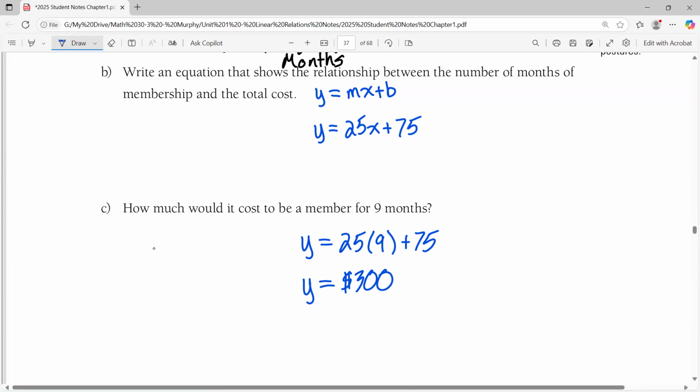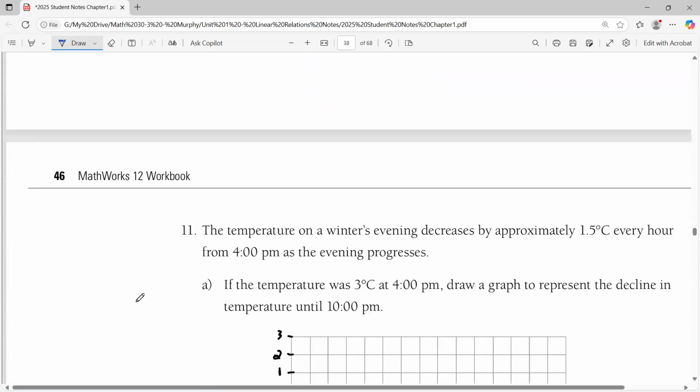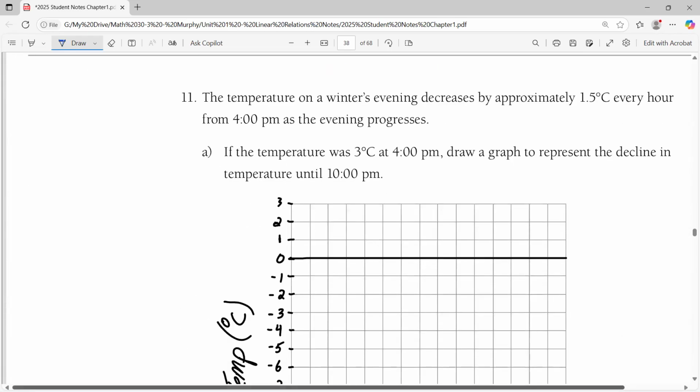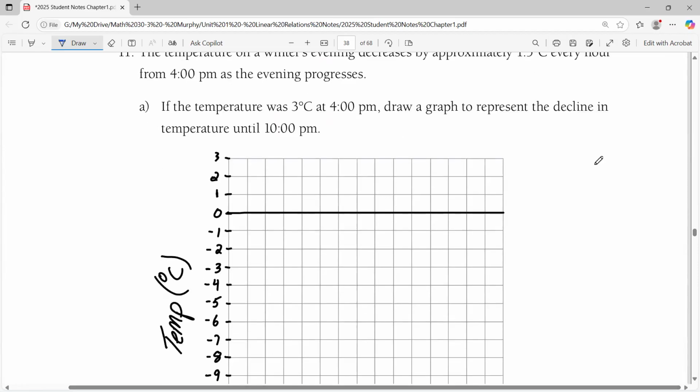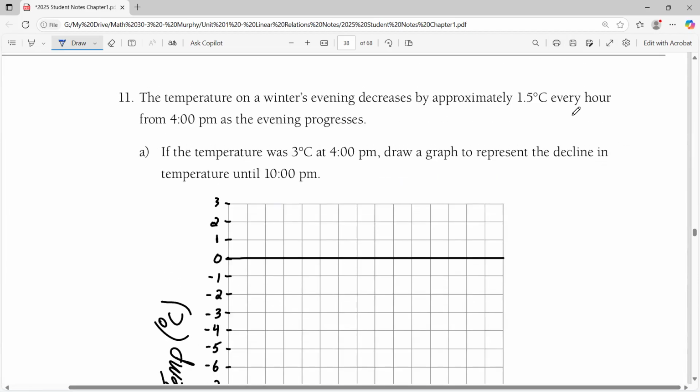All right. Number 11. The temperature on a winter's evening decreases by approximately 1.5 degrees every hour from 4 p.m. as the evening progresses. So temperature goes down as it gets darker outside. I just want to underline this part, 1.5 degrees Celsius every hour. Another way we could say that is per hour. Right away, that tells you the slope.